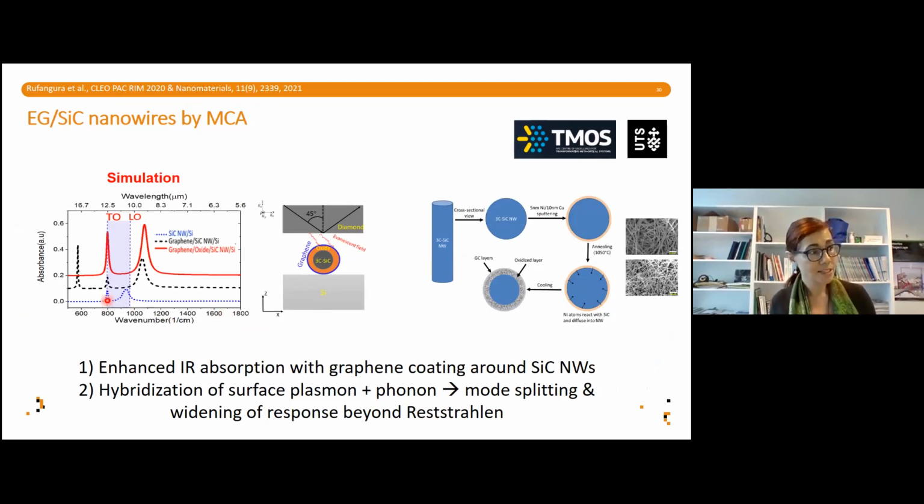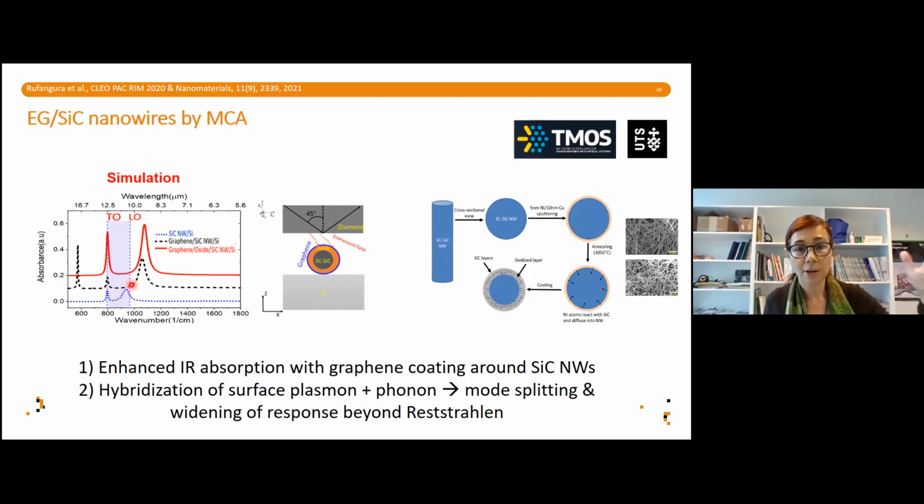And this is basically what this tells you here. If you, for example, consider the nanowire that I showed you before, a nanowire of silicon carbide only would have a TO response depending on the orientation, and would have a localized surface phonon response that has to appear in between that window of TO and LO. Overall, though, you can see that the absorbance is very small. However, when you coat it with graphene, the surface phonon and the plasmon will hybridize and split into two modes, as you can see here.